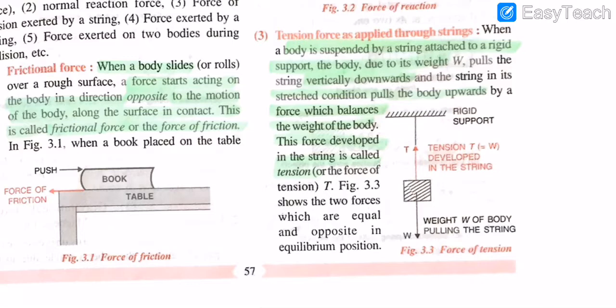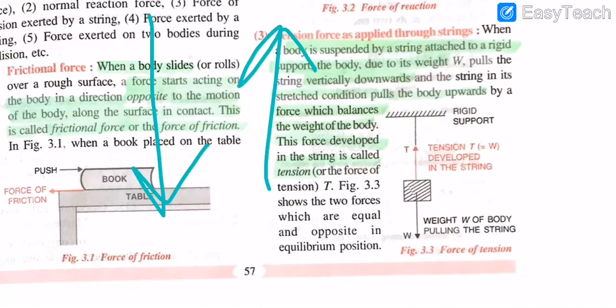So basically, when a body is suspended by a string, attached to a rigid support, the body, due to its weight W, pulls the string vertically downwards. It is pulling the string downwards because its weight is so much, right? And in its stretched condition, the string pulls the body upwards by a force which balances the weight of the body. This force which balances the weight of the body is called the tension force.